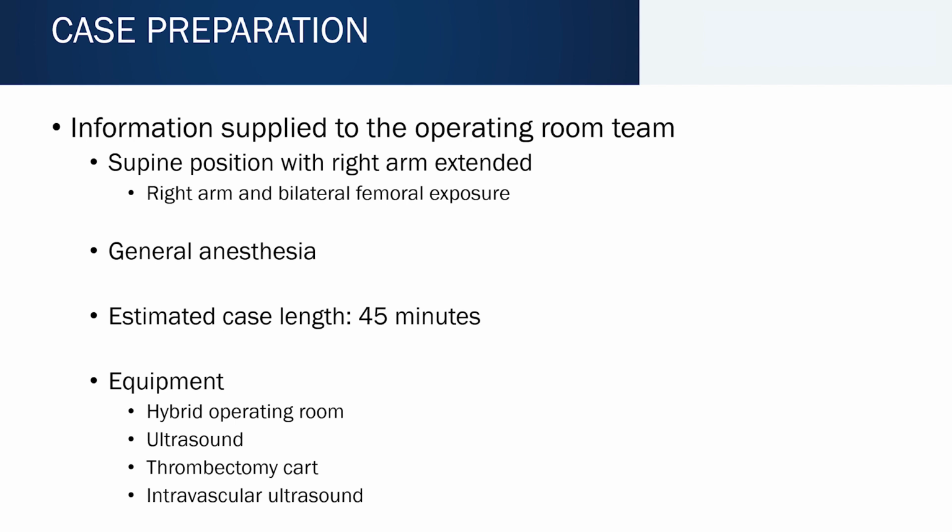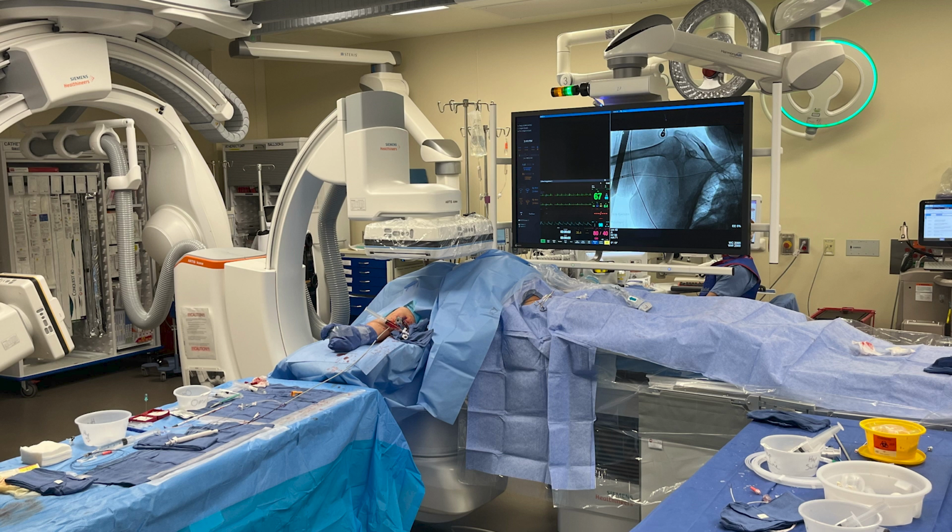The equipment that we asked to be available: we would like to do this in a hybrid operating room or at least with fixed imaging available, ultrasound at bedside, the thrombectomy cart, which has all of our different tools and instruments and adjuncts, as well as the intravascular ultrasound. What that looks like is this.